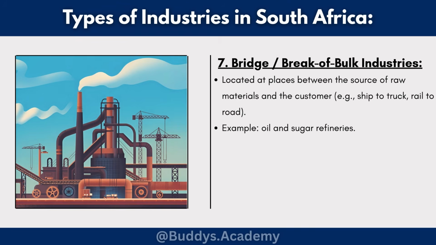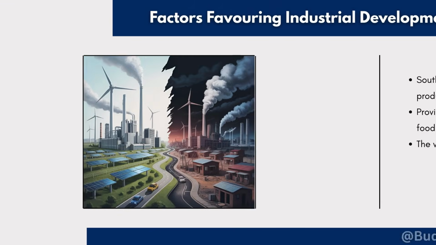And our last type of industry is going to be your bridge or your break of bulk industry. And that's going to be located at places between the source of raw materials and the customer. So an example would be your ship to truck or your rail to road. An example of that would be your oil and sugar refineries.